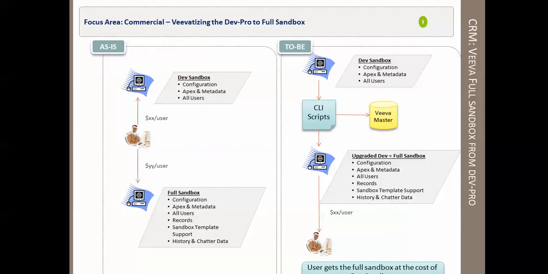So here is the pictorial diagram of how the developer sandbox looks before and after using the tool. Initially, the developer sandbox only contains the configuration, Apex metadata, and all users, whereas the full sandbox contains additional records, sandbox template support, and history and chatter data. So using the CLI script tool on the developer sandbox, extracting the data from the production organization, we can build the developer sandbox similar to a full sandbox with all the records, sandbox templates, and history of chatter data. So the user gets a full sandbox at the cost of a developer sandbox.